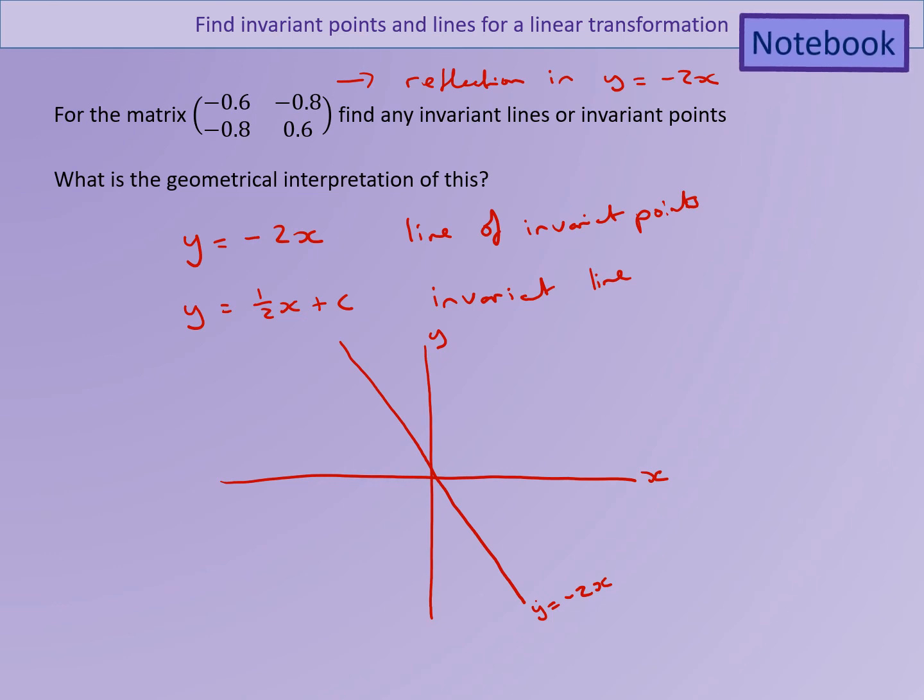However, y equals a half x, any line with that gradient will be perpendicular to the mirror line because the gradient is the negative reciprocal of minus 2. So any line going at 90 degrees to the mirror line with any y-intercept, any c value, will be an invariant line because that line will get mapped onto itself. The individual points on the line will move to other points on the line, but overall they will stay in the same place. So the geometrical interpretation of that is that any reflection will have a line of invariant points as its mirror line, and any perpendicular lines to that mirror line will be an invariant line.